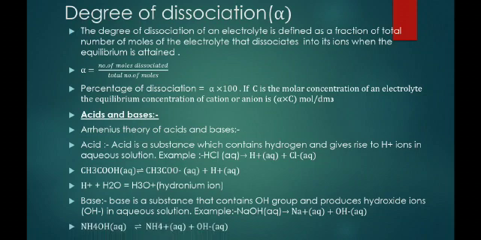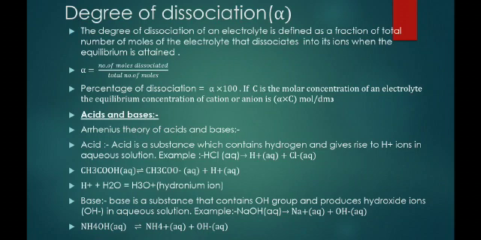But when we consider NH4OH, ammonium hydroxide, it also contains hydroxyl group, but it dissociates partially and gives NH4 plus and OH minus ion. That's why it is a weak base. So this is the Arrhenius theory of acid and bases.